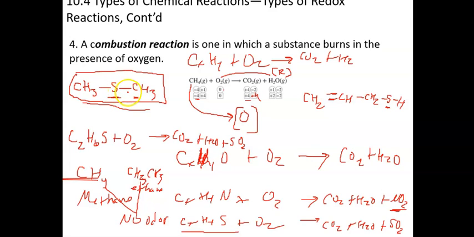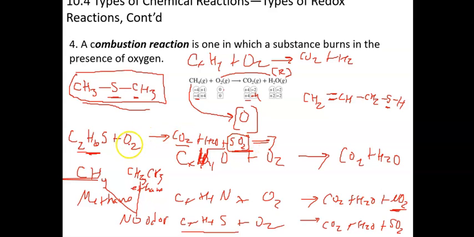So the gas company, when they have all their methane and ethane, they put in a very small amount of this in there. When it burns normally, what happens is it turns into CO2, water, and SO2. SO2, we can't smell this. This has no odor, or has a very faint odor that our noses aren't able to smell.